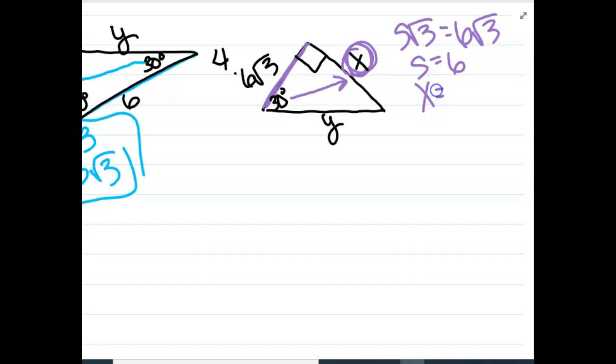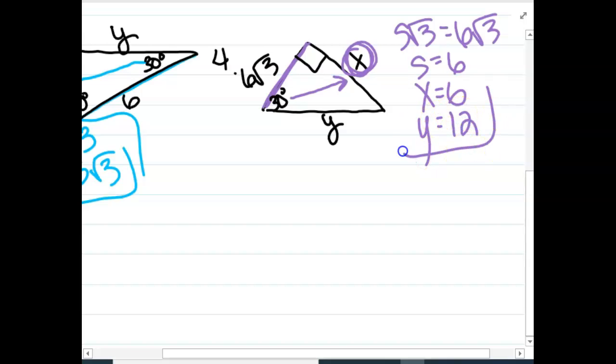X is 6. In a 30, 60, 90 triangle, how does that help you find the hypotenuse? It's double it. It's always twice as long. So y would be 12. Okay, questions so far? That's all you're doing in your homework today.